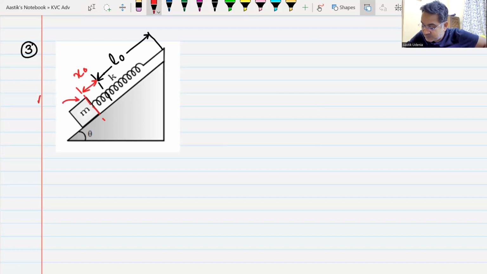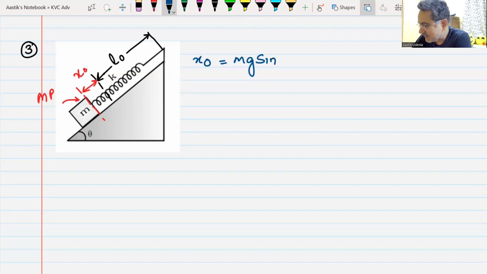Can you tell me what is the value of x naught? It should not require rocket science. mg sin theta by k will be the mean position. What about omega square for this? It will be the same, k by m. What about the time period? 2 pi root over m by k.